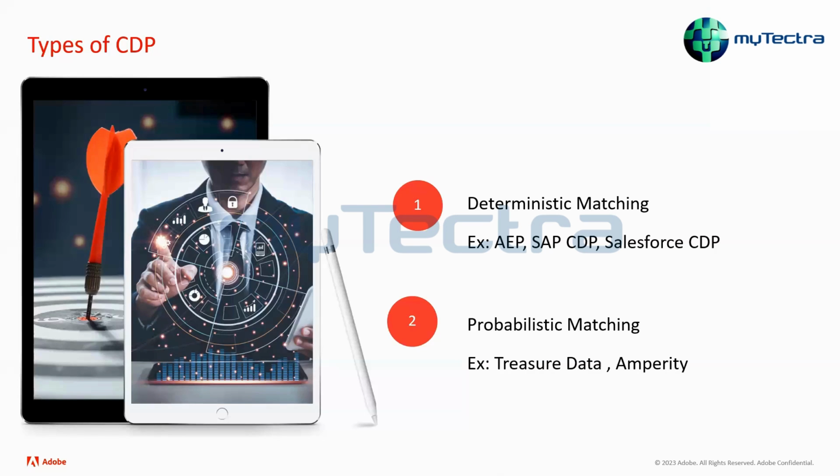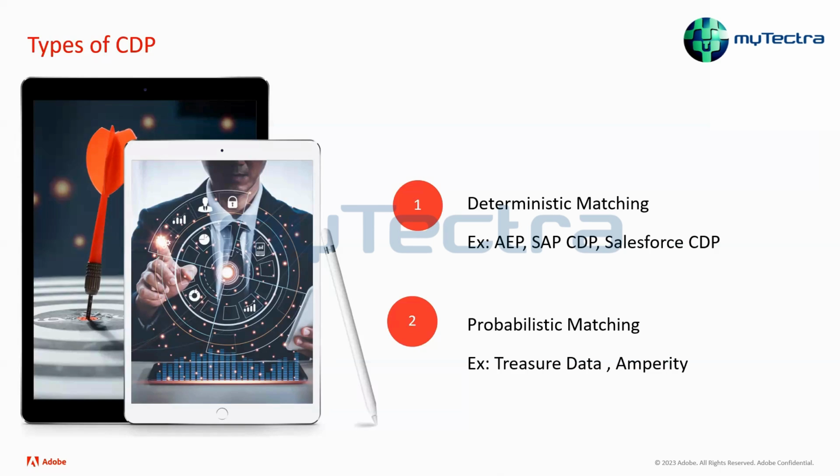So based on how they're combining, CDPs are divided into two types. One is deterministic matching, another one is probabilistic matching. Deterministic matching involves matching customer records based on unique identifiers or keys that are shared across the data sources. There should be exact matches of identities. For example, you have information like Vinod Kumar at gmail.com. If some other record has the same email, then only they will match together.